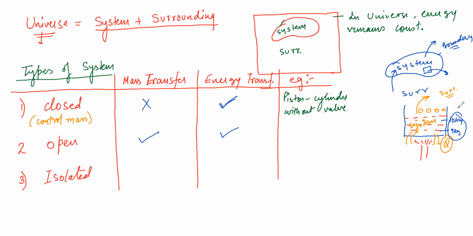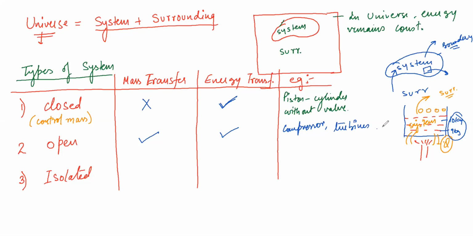सो ओपन सिस्टम के एग्जांपल्स क्या हो सकते हैं? सिमिलरली जैसे हमने बोला कंप्रेशर, टर्बाइंस. सो दीज आर द एग्जांपल्स ऑफ ओपन सिस्टम, राइट?